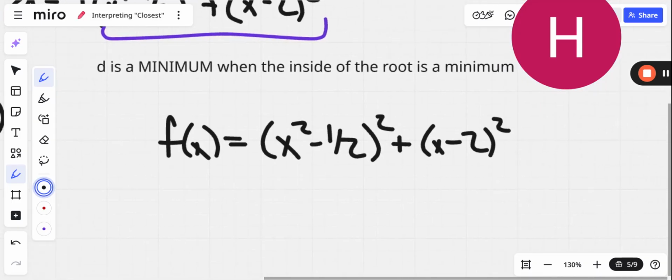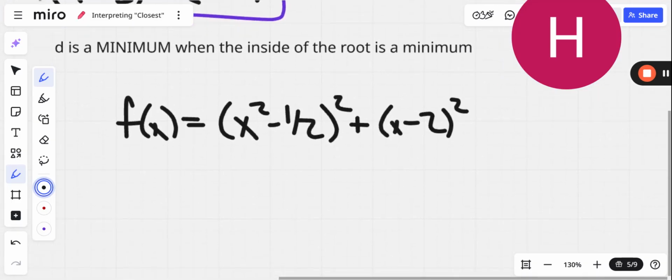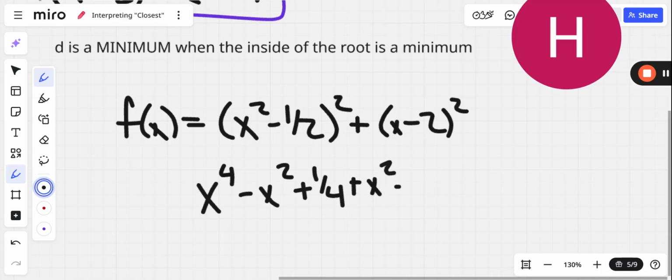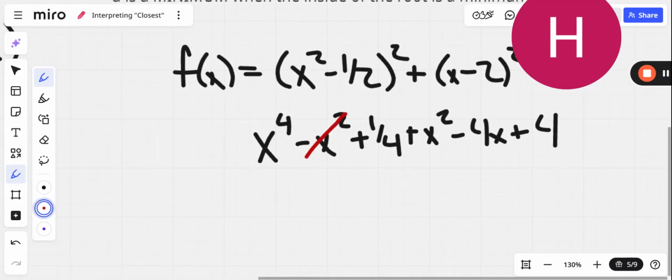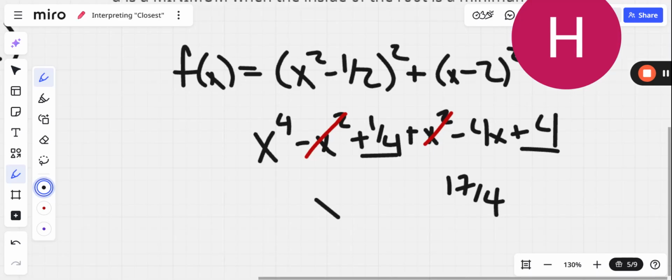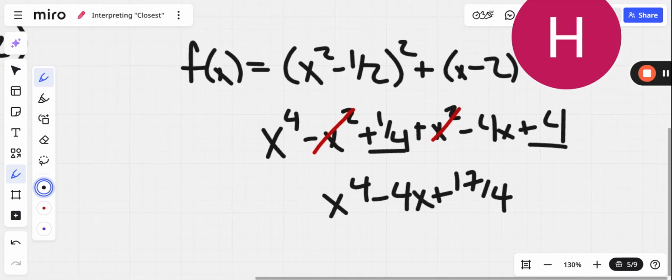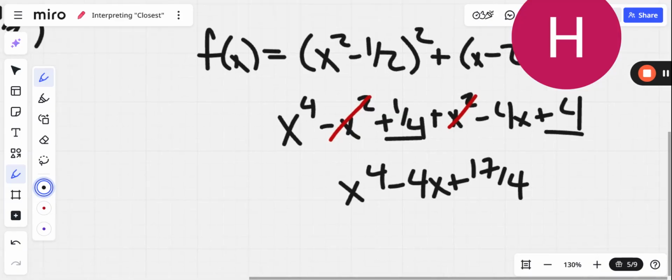And this is where algebra skills come in handy big time. You should be able to FOIL this very quickly. See how fast I did that? It should be that fast. x squared minus 4x plus 4. You can put things together. Of course, the x squareds are going to cancel. The 1/4 and the 4 makes 17/4. So we have x to the 4th minus 4x plus 17/4. Our goal is to minimize that.